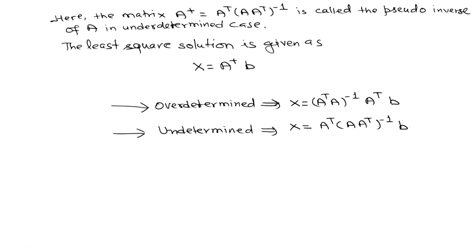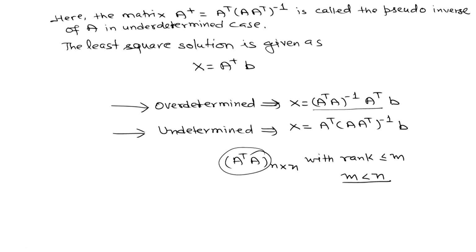You must be wondering why I have not used this form in the case of an underdetermined system. If I use this form for an underdetermined system, then my matrix A transpose A will be of size n by n with rank less than or equal to m. So, m will be less than n in the underdetermined case. Hence this matrix will always be singular, and you cannot calculate (A transpose A) inverse.